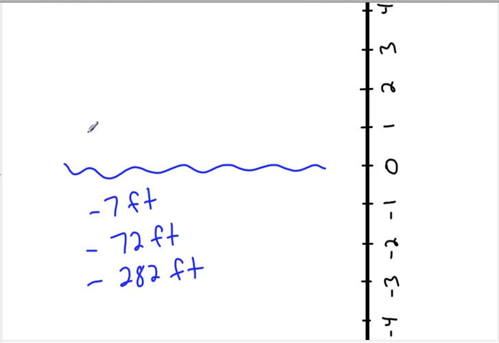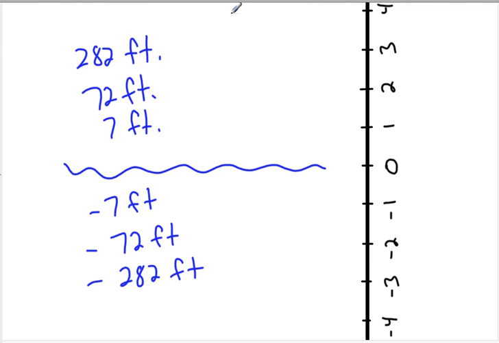But we don't write the plus sign, even though you could, even though that's what it means. We just write 7 feet, 72 feet, 282 feet. These are opposites. Okay?